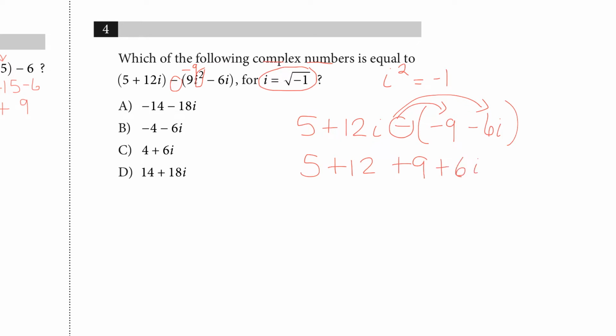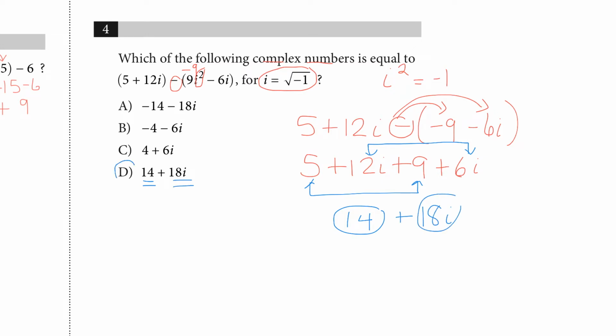And then all I have to do is combine like terms. So I'm going to do 5 plus 9, that's 14. And I look at my answer choices, and I have a 14 there. That should be the answer, but I'm going to go ahead and add the i's, the imaginary part. If I add 12i plus 6i, that gives me the plus 18i. And so that gives me answer D. So in this problem, the answer should be D, 14 plus 18i.